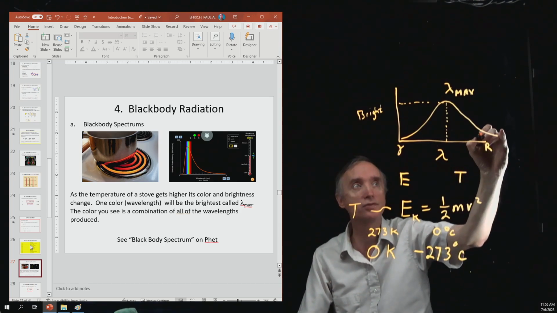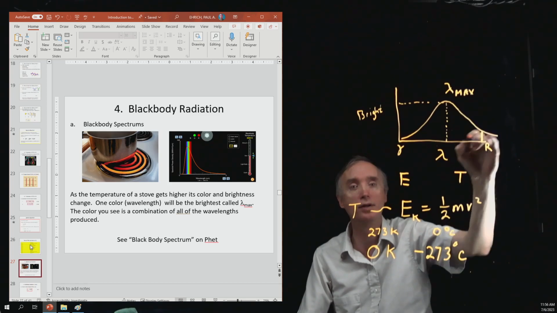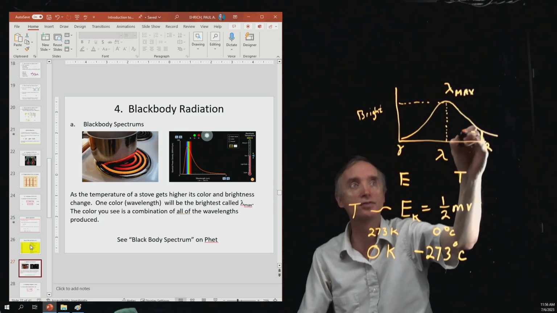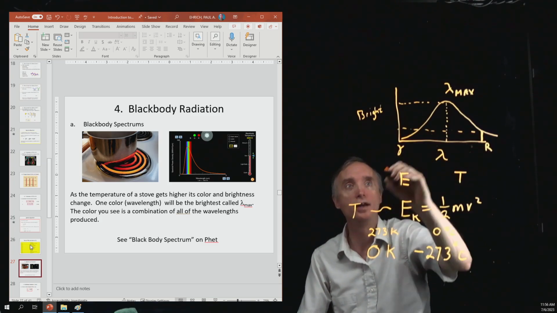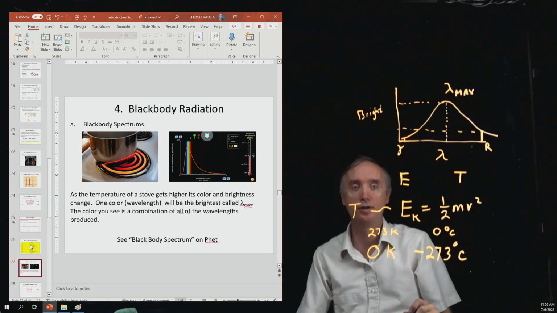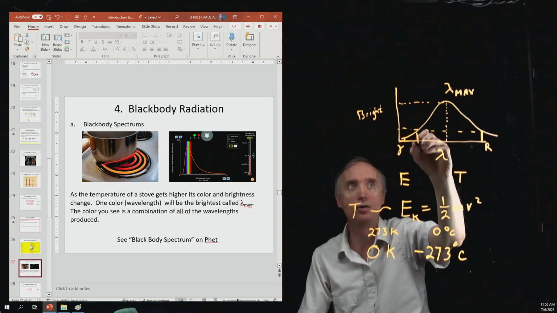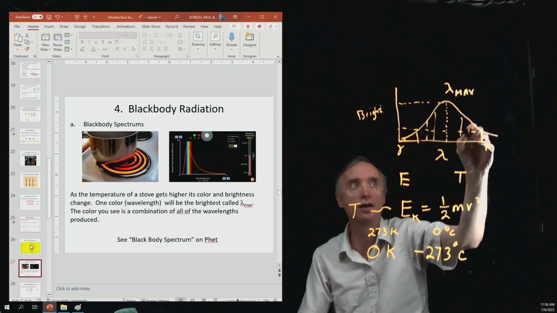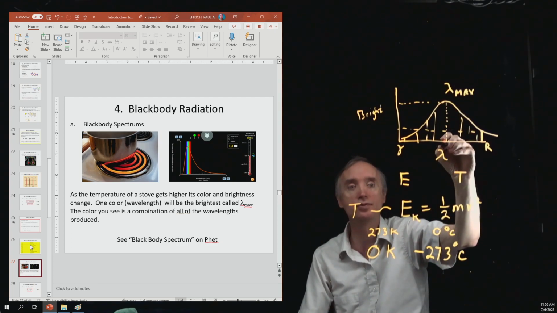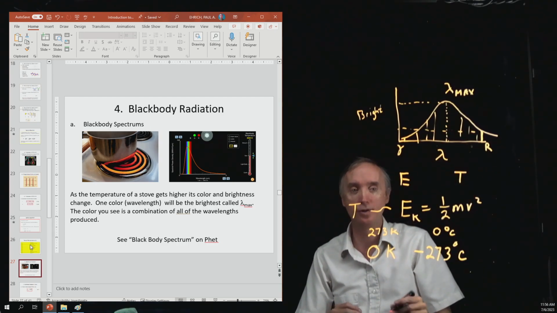Now notice it's also giving off some radio waves, but not as bright. So you notice it's not as tall over here, and you can see it might even be giving off some gamma rays, but again, not much, if any. So it gives off all of these different kinds of light, but it's always going to give off one kind of light the most, and so that's going to be lambda maximum.